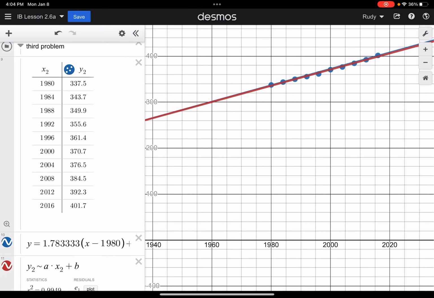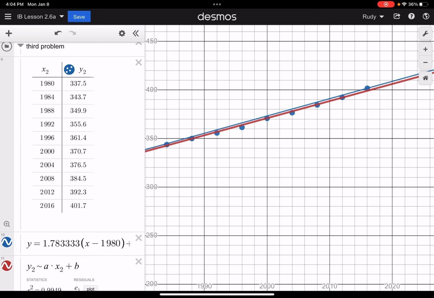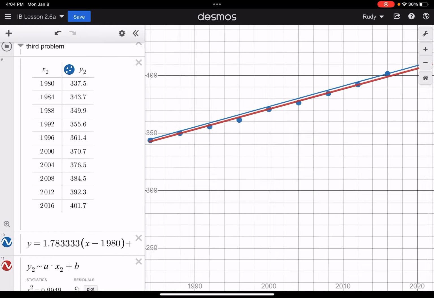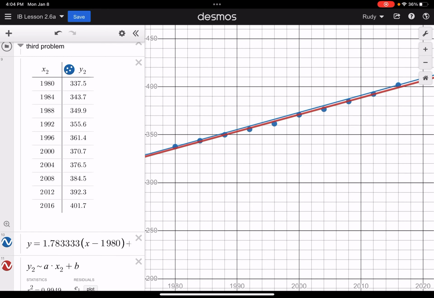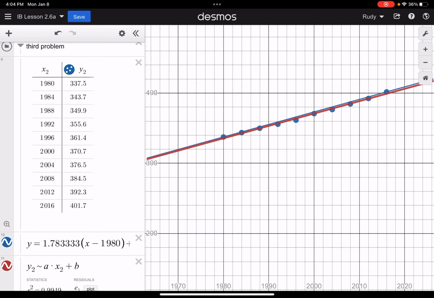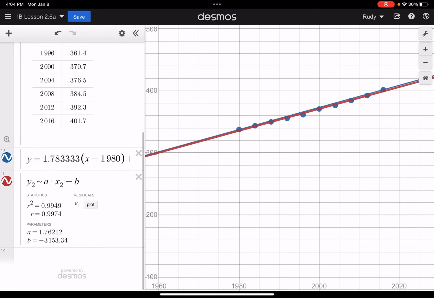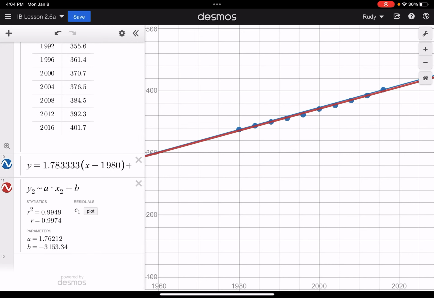And when I graph it, though, you'll notice it is extremely similar. So this is what I just figured out. And they are different. If I zoom in, you can see they are different. And in many ways, the regression model is probably a little bit better because it uses all the points of data, not just the first and the last. But it's a pretty similar model to what we had before.